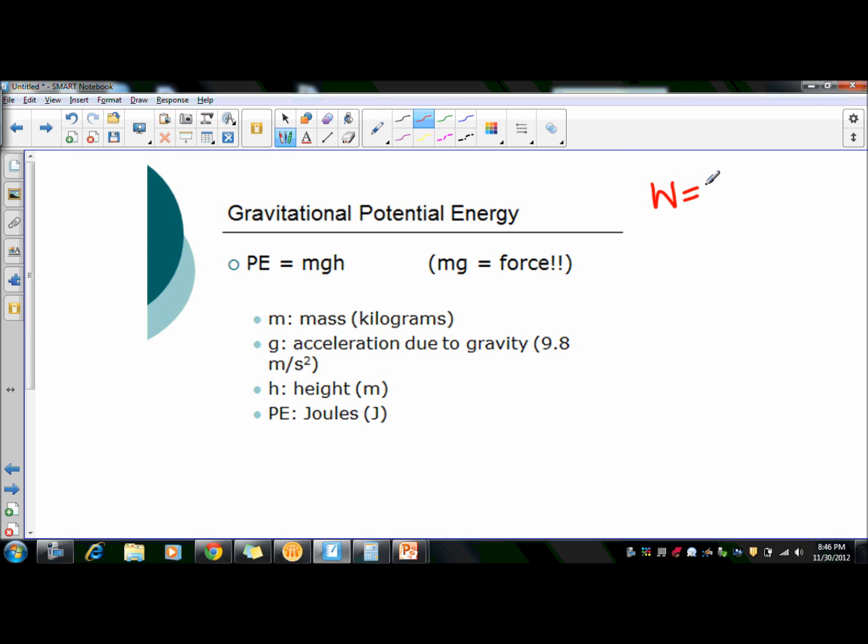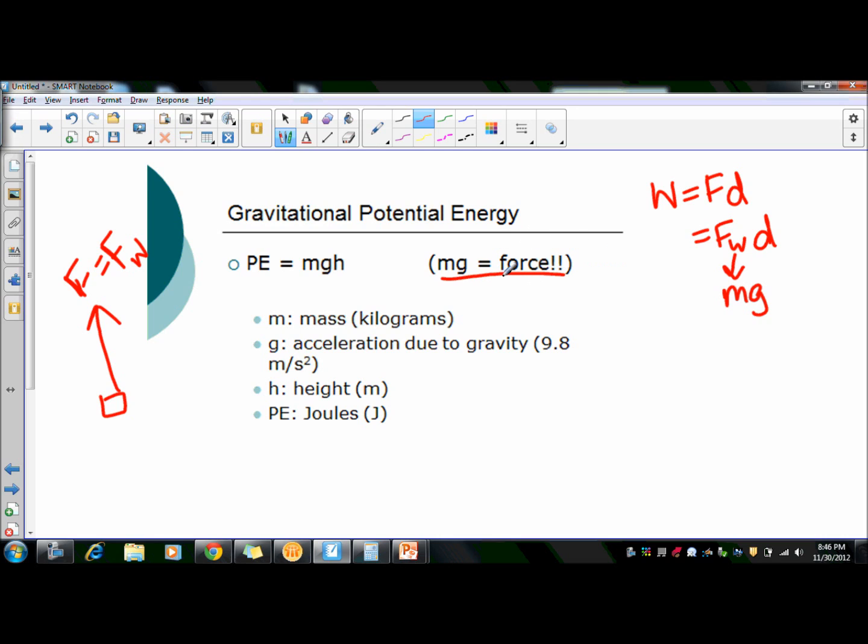So work is force times distance. Here, since we're talking about gravitational, we're talking about an object being lifted against gravity. And so the work that is done, the force that you have to apply, is equal to the weight of that object. Weight, Fw, times distance. Weight had the equation of mg. That's where this comes from.